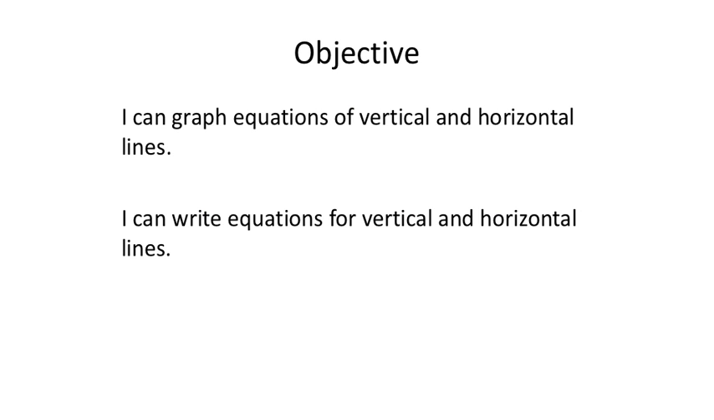Now there's our objectives. I can graph equations of vertical and horizontal lines. If it's a vertical line, then we know that the equation is x equals. If it's a horizontal line, then we get y equals, okay? That would be the equations, and so yeah, if they give us the equation, then we need to be able to graph them. If they give us the graph, then we need to be able to write the equations this way, okay?